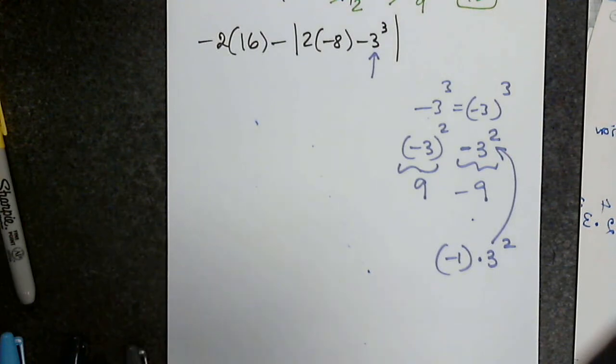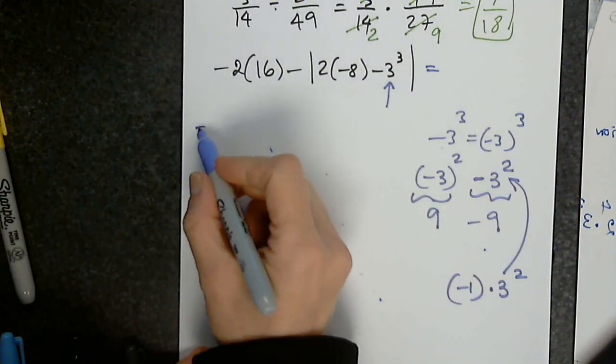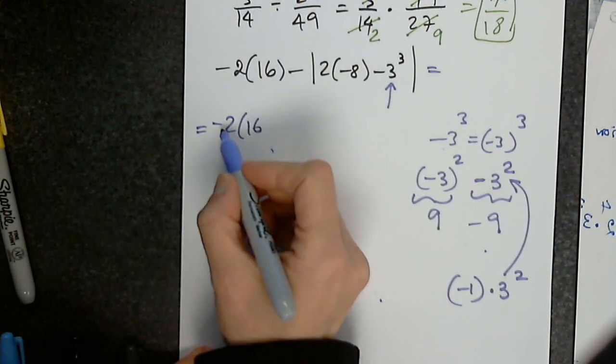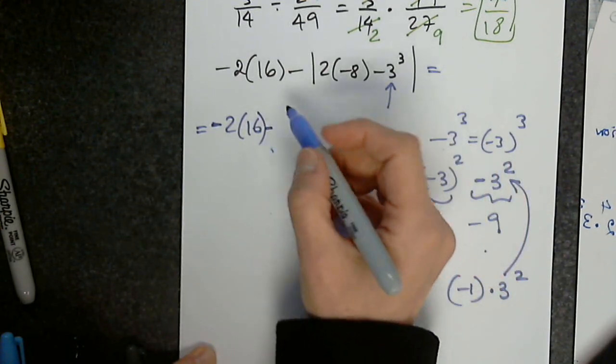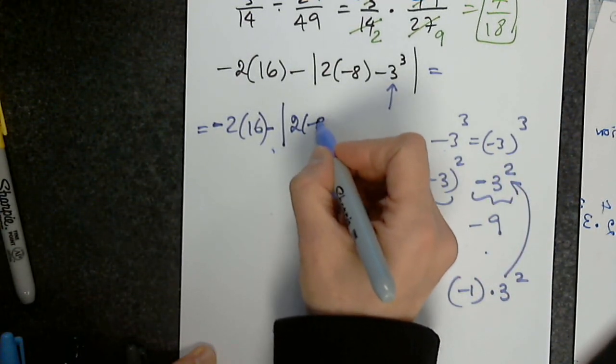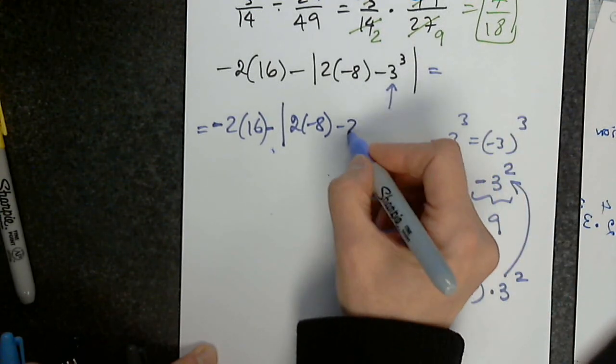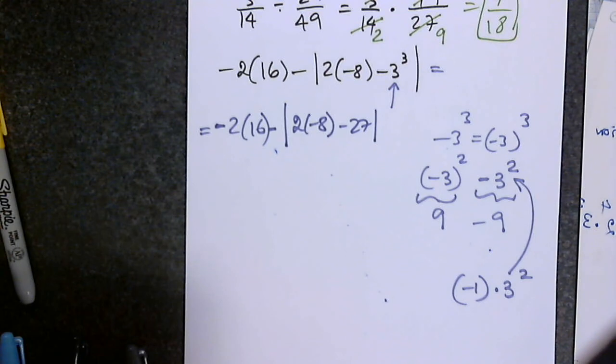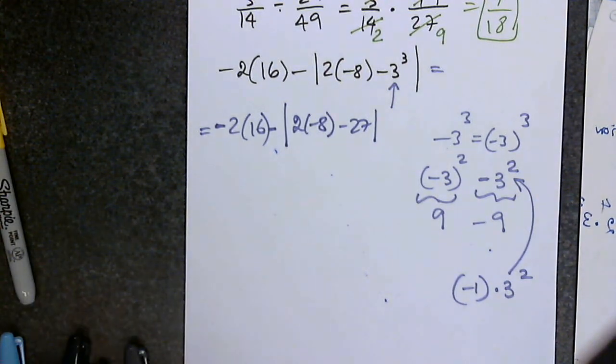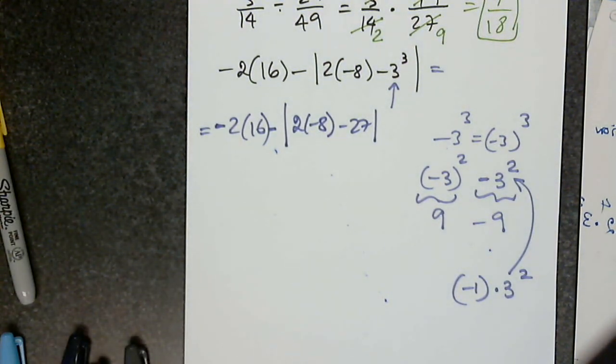Good. So then, coming back to our problem. Negative 2 times 16 minus 2 times negative 8. 3 cubed is 27 with minus in front. Are we okay so far? It is the best practice to perform the operations, even if you have to write it 5 times. It's okay. But do it step by step so you don't miss anything.